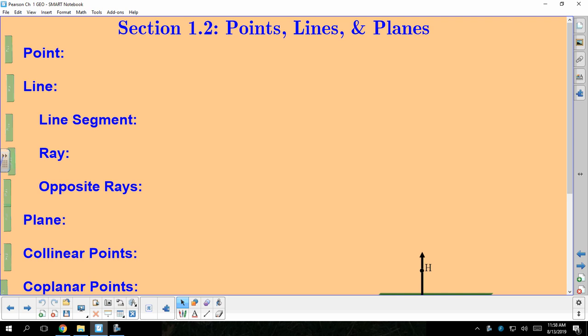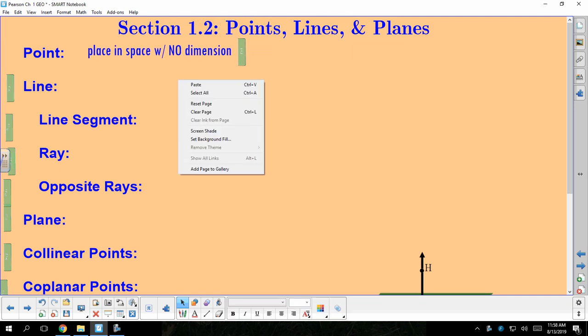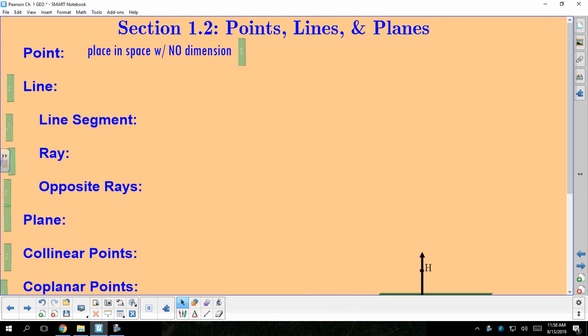So a point is a place in space with no dimension. A spot in place with no dimension. So in geometry, we can deal with the first, second, third dimension. Right? We won't deal with any dimensions above the third dimension. So place in space with no dimension. So you can put your finger out there, just a little spot.